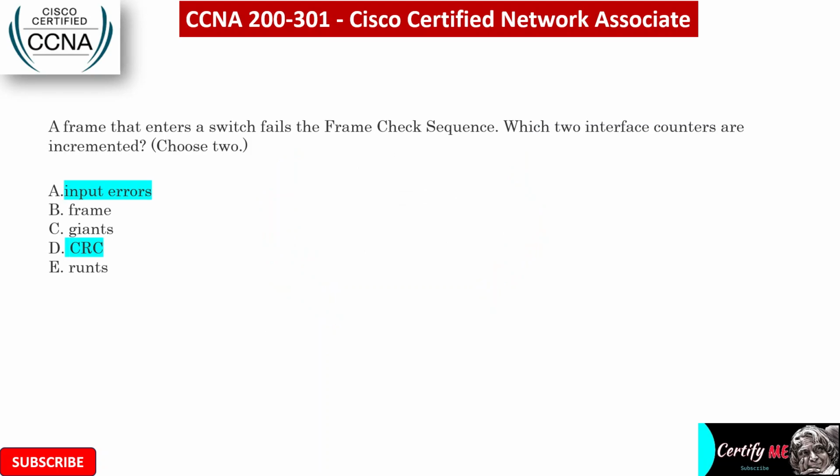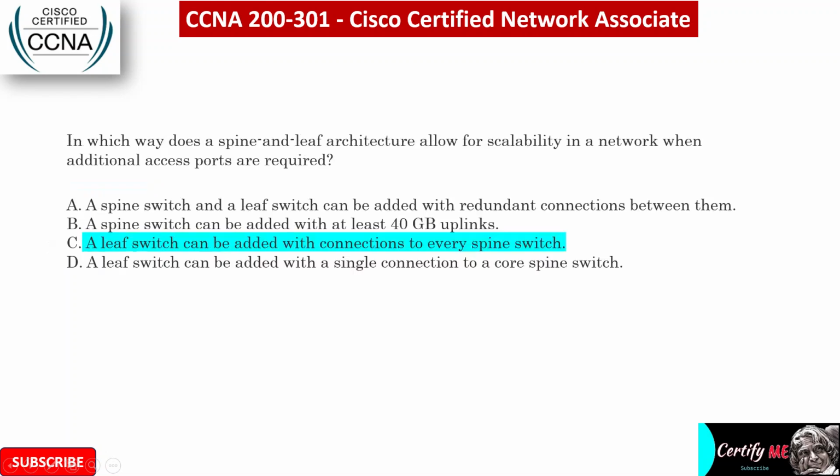Our first question is, a frame that enters a switch fails the frame check sequence. Which two interface counters are incremented? Choose two options. The options are option A, input errors. Option B, frame. Option C, giants. Option D, CRC. Option E, runts. The correct options are option A and option D. Next question.